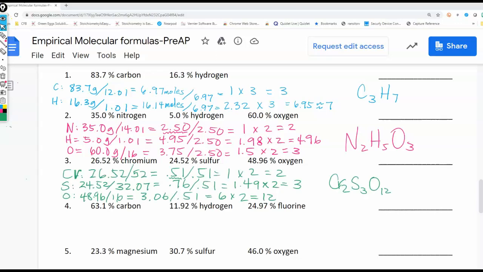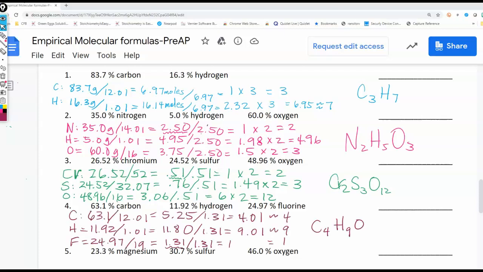Okay, number 3 had some chromium, some sulfur, and some oxygen. Once I divided by each of those molar masses, I got 0.51 moles for the chromium, 0.76 moles for the sulfur, and 3.06 moles for the oxygen. And so my division is going to be of the smallest number of moles, so 0.51, leaving me subscripts of 1, 1.49, and 6. So that left me with having to multiply everything by 2. So I ended up with Cr2S3O12. All right, so my next one is going to be number 4, and we'll take a look at how that comes out next.